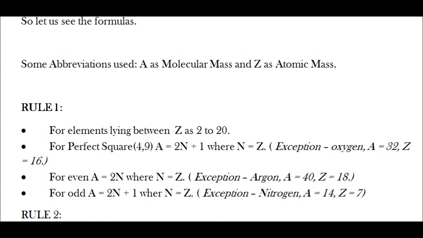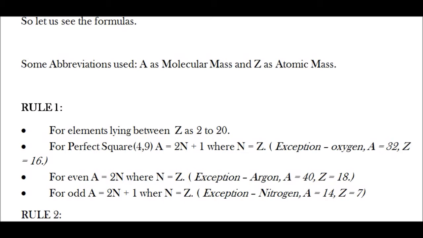For perfect squares like 4 and 9, A is equal to 2n plus 1, where n is equal to Z, that is the atomic number. So let's take the example of beryllium, which has an atomic number of 4, a perfect square. So the molecular mass of beryllium, that is 9, we can directly calculate from this formula: A is equal to 2Z plus 1. That means 2 into 4 is 8, plus 1, that's 9.